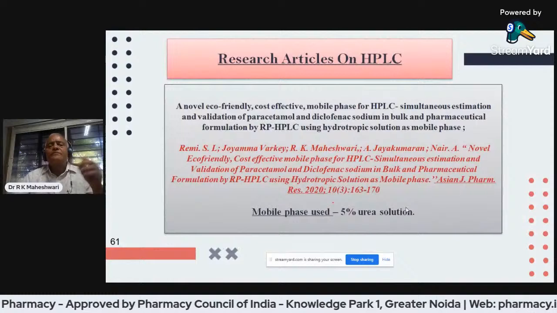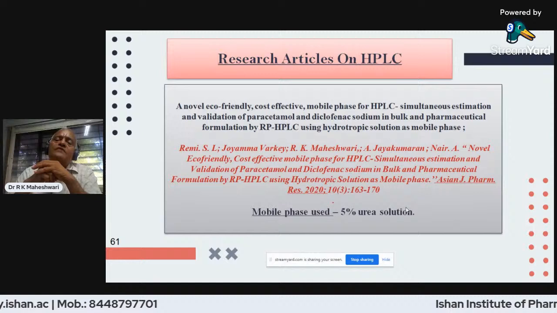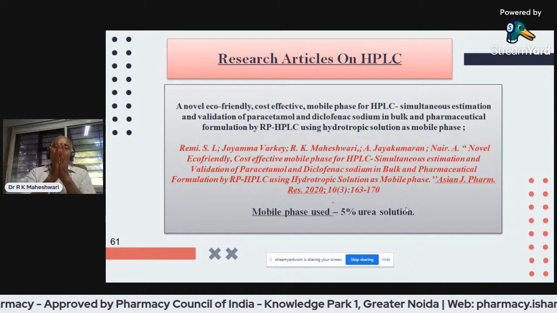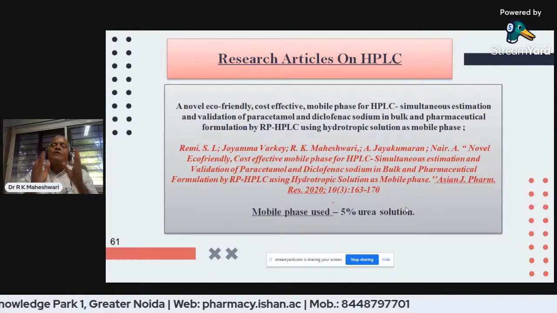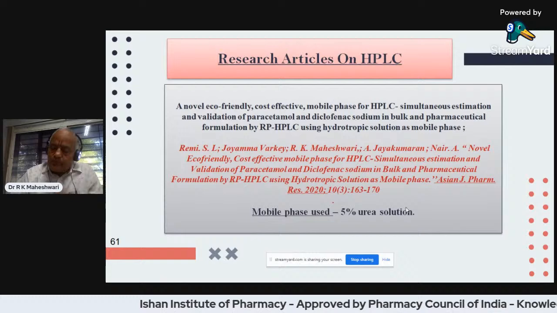Now, one sentence you will listen from me. For all water soluble compounds, reverse phase HPLC is possible with the use of hydrotropic solution, mixed hydrotropic solution, or mixed solvent system. I did not include water insoluble drugs; keep them aside. There are limitations for water insoluble drugs, but for all water soluble compounds, reverse phase HPLC is possible with hydrotropic solutions, mixed hydrotropic solutions, or mixed solvent system without the use of any organic solvent. So anyone can perform these types of estimations.